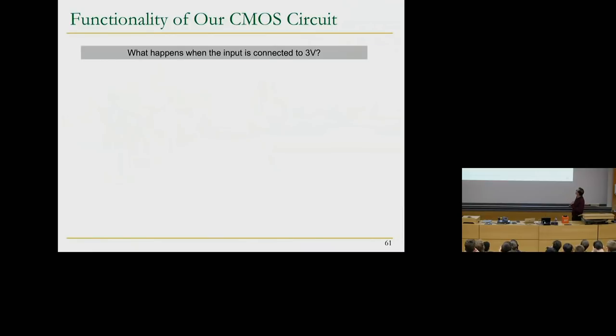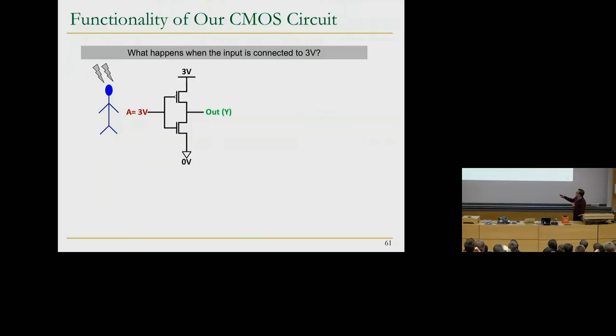What happens when the input is connected to 3 volts? We're going to do the same exercise, except we're going to connect 3 volts to the input. If the input is 3 volts, this gets turned off because P-type transistors get turned on when they have 0 volt input in the gate. And this gets turned on because the N-type transistor gets turned on when they have high voltage, or 3 volts, in the gate. So it looks like this now. This transistor is turned on, this transistor is turned off. And the ground gets connected to the output, and the power supply is disconnected from the output.